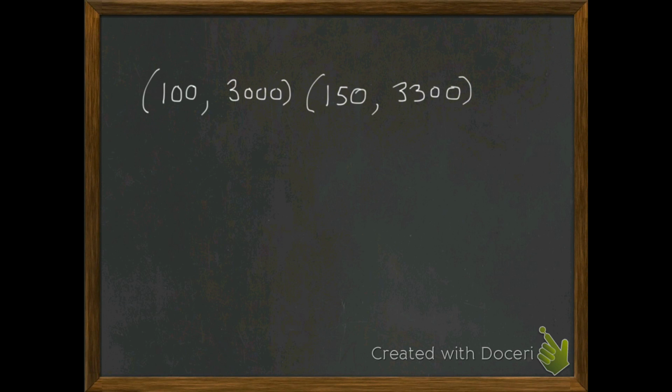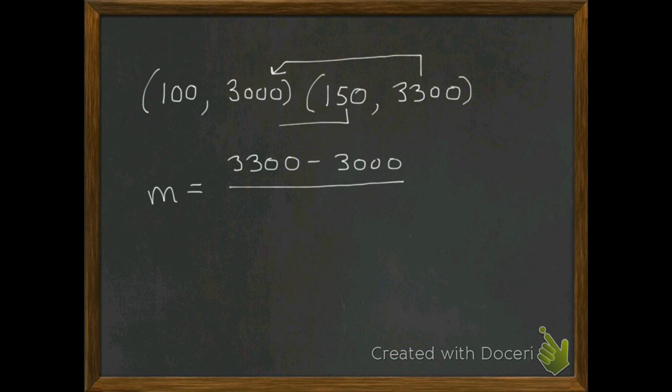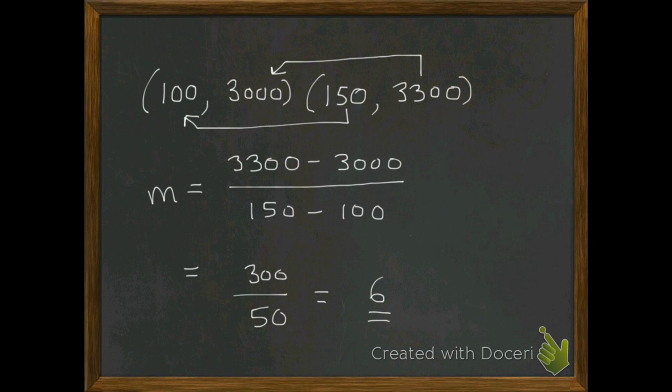Okay, so first thing we would do is find the slope, which will be 3,300 minus 3,000. Now I'm going this way on the y's, so I have to go this way on the x's. So in the numerator we have 300. In the denominator we have 50. So gang, the slope is going to be equal to 6.